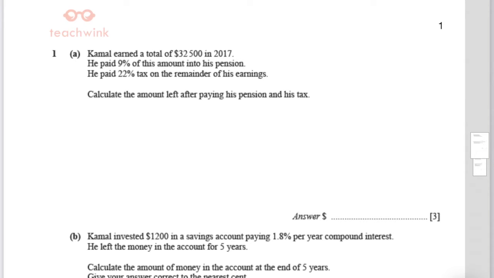First, let's calculate the amount of pension he paid and subtract it from $32,500, or we can directly calculate the amount of money he had left after paying his pension if we multiply $32,500 by 0.91. Why do we multiply it by 0.91? Because he paid 9% of the total amount into his pension. So when we multiply 32,500 by 0.91, we get $29,575.